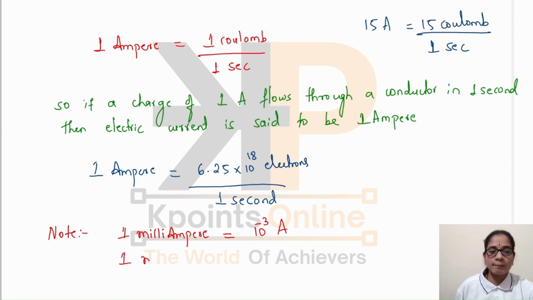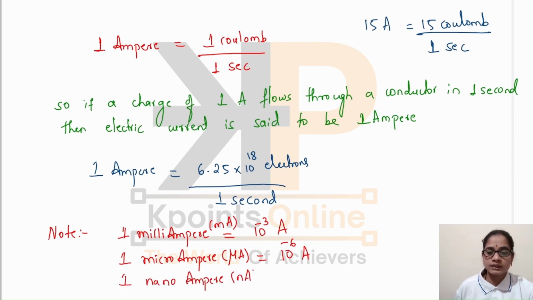If I say 1 microampere, milliampere is denoted by mA and this is denoted by mu A, which is equal to 10 raised to minus 6 ampere. If I say 1 nanoampere, then it is equal to 10 raised to minus 9 ampere. So you should have some knowledge regarding other units of electric current also. These are called SI prefixes.